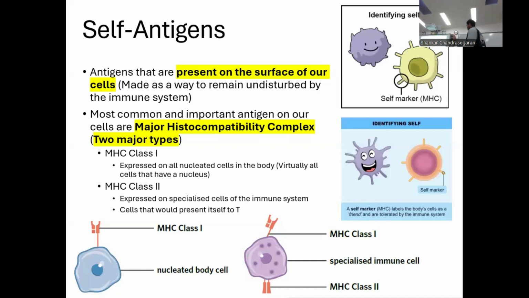But for now, all you need to know is that MHC2 antigen is specifically found on specialized cells of the immune system, and they are the cells that will present the antigen to other specialized immune cells for later benefit.